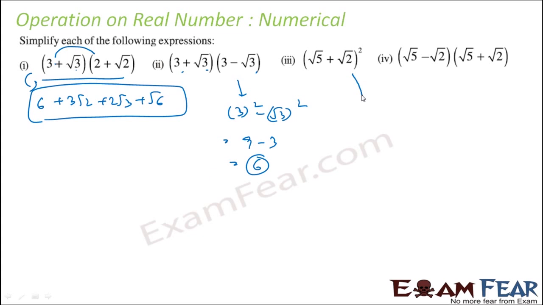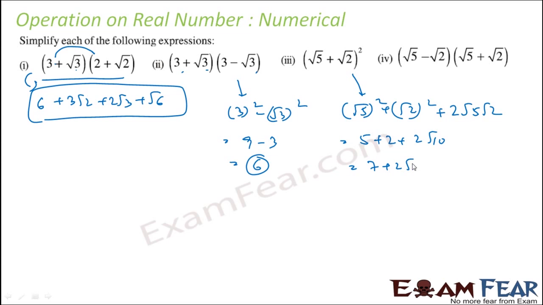Okay, let's try this. Root 5 plus root 2 whole square. That is a plus b whole square. This becomes a square, that is root 5 square, plus b square, that is root 2 square, plus 2ab, that is 2 root 5 root 2. Solve this, this becomes 5. Root 5 square is 5, root 2 square is 2, and this becomes 2 root 10. That is 7 plus 2 root 10.